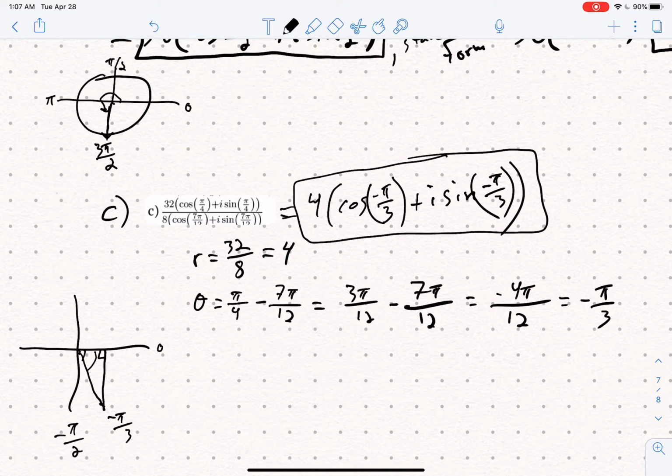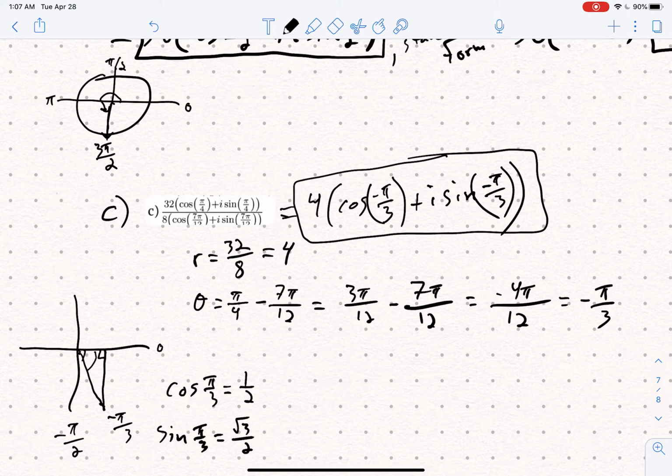Now the angle pi over 3, cosine pi over 3, sine pi over 3. This is one of the ones that goes in the pair, radical 3 over 2 and a half, and it's the one where the sine is the larger. So cosine of pi over 3 is a half. Sine of pi over 3 is radical 3 over 2.